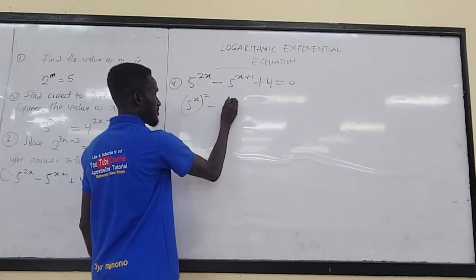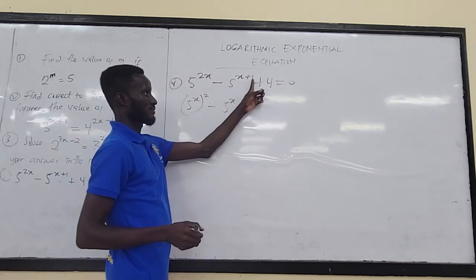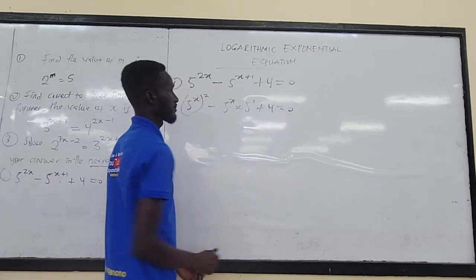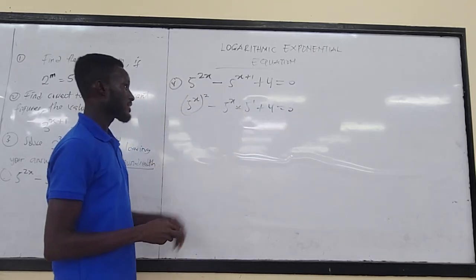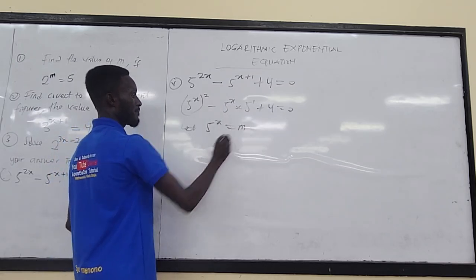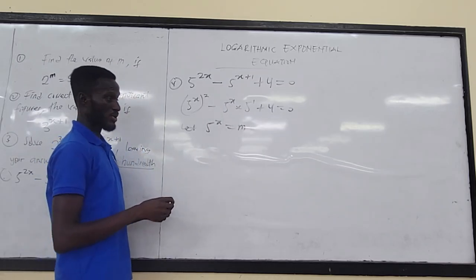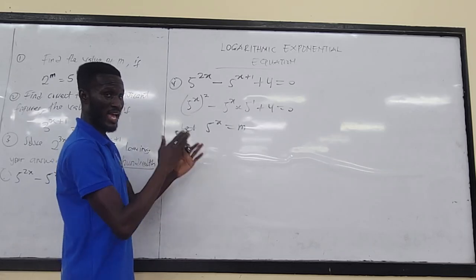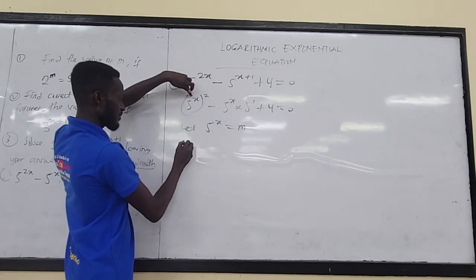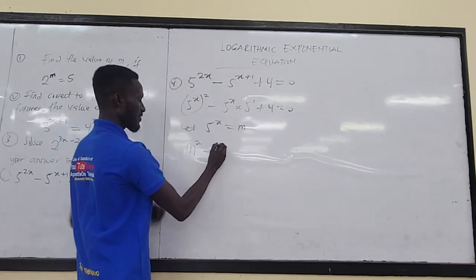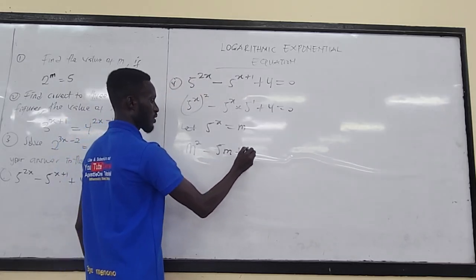So we have this one is my 5 exponent x. 5 exponent 1 plus 4 is equal to 0. We break this one, I get this. Now let 5 exponent x be equal to m. Where you see 5 exponent x, you put m there. So we're going to have m squared. Here will be m times 5, which gives us 5m, plus 4 equal to 0.